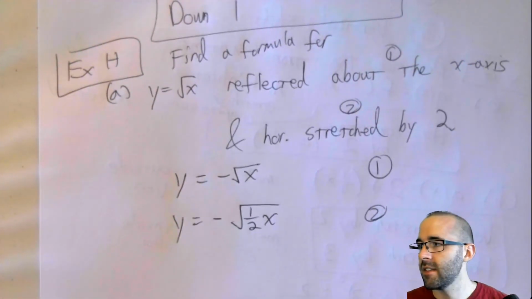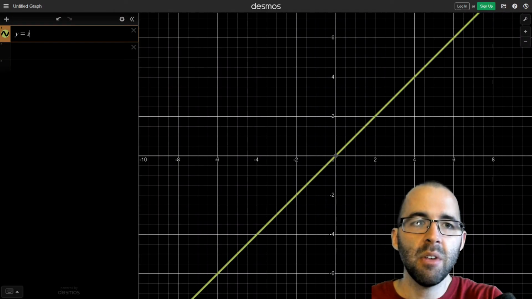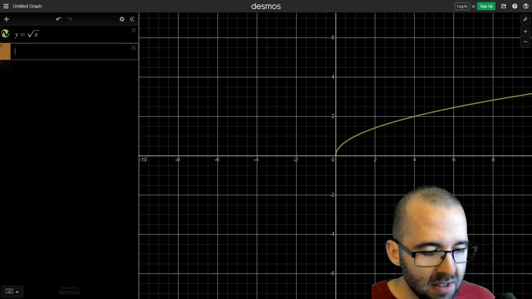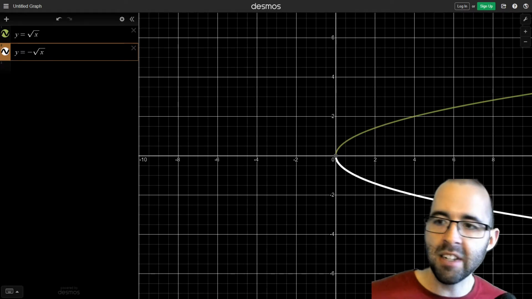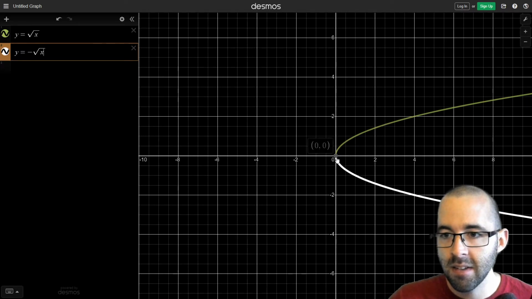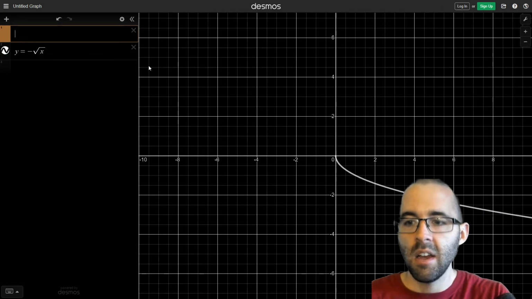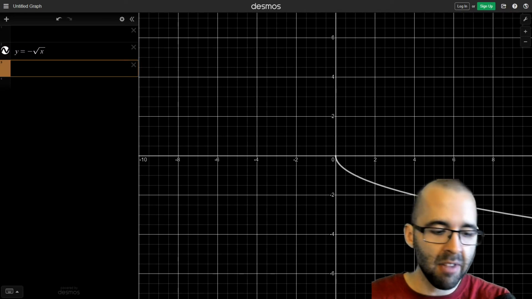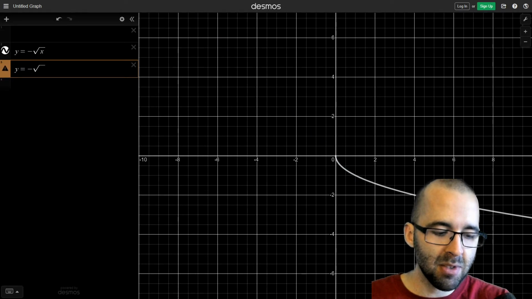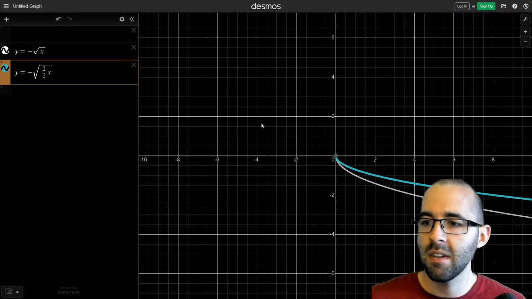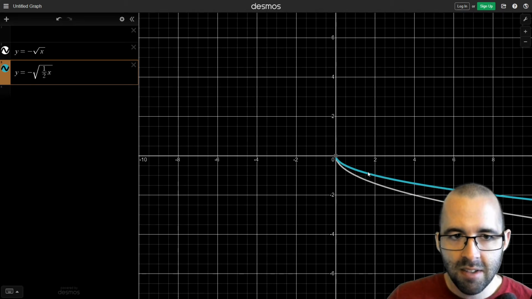Let's check our answer. What we have is that the square root of x, we said that if we have the negative square root of x, that's reflecting about the x-axis. Were we right? Yeah, that's what happens if you reflect about the axis. Well, what happens if you then, after that, horizontally stretch it by 2? Well, we said that this is what happens when you horizontally stretch it by 2. Is this horizontally stretching it by 2?